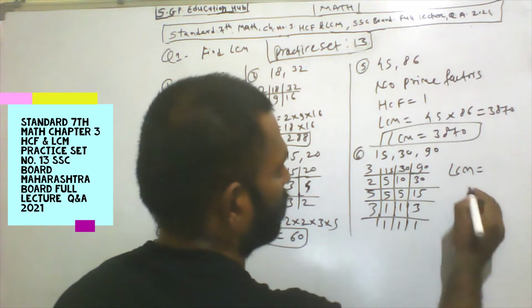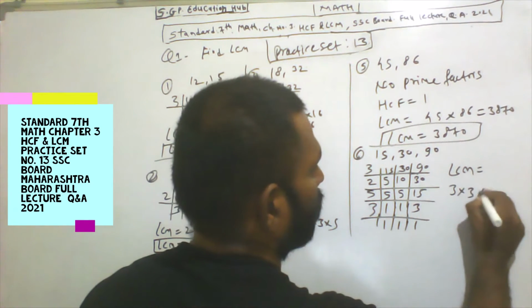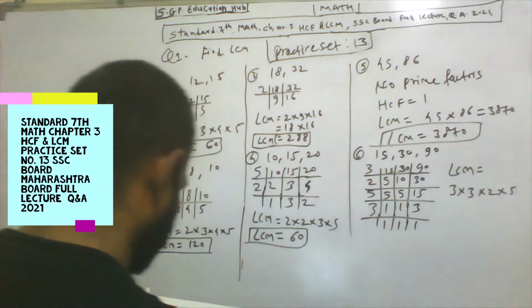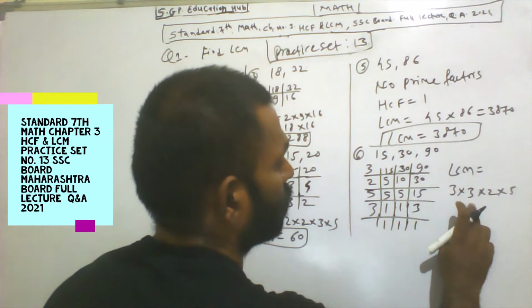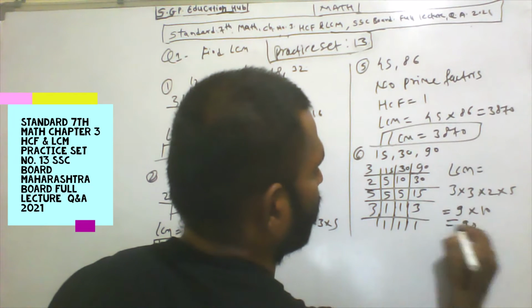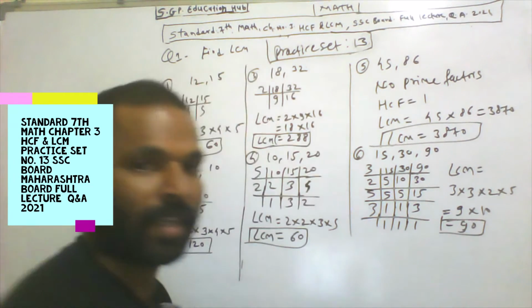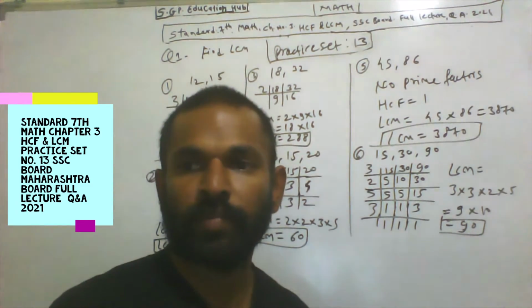And LCM is 3 two times, 3 into 3, 2 one time, and 5 one time. Okay, LCM is 9 into 10 is equal to 90. LCM is 90. Okay, then go to the next question.